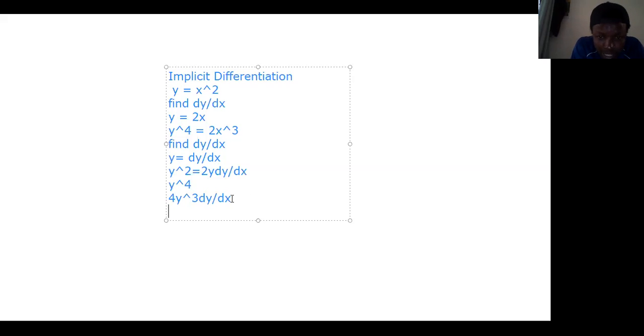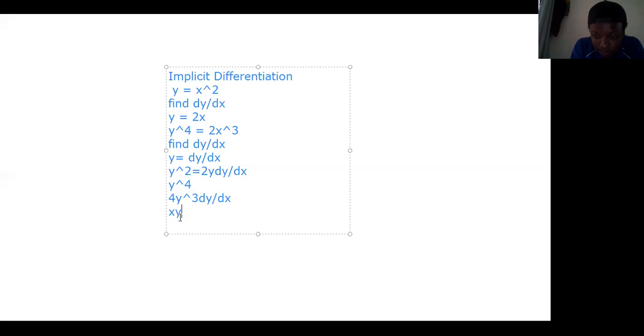For instance, if we have xy, and we've been asked to find dy/dx, then because there's x here, when you differentiate only x, what are we getting? 1. Do we know that? But you bear with me that this and this are multiplying. So in this case, we are going to use the product rule. When we are using the product rule, x will stand for u, this will stand for v.